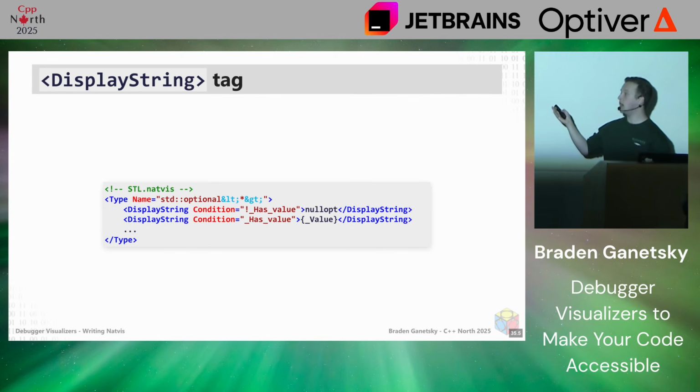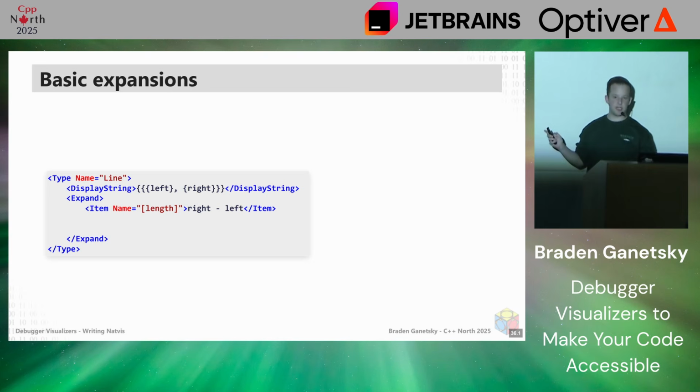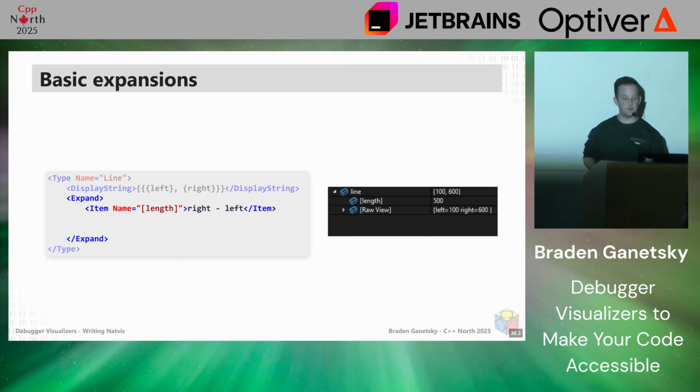Yeah, so in here, it's an expression in quotes that you're able to access data members through. Basic expansions I'll be talking about. I won't talk about complicated expansions, but I'll talk about some basic ones. So there is a thing called Item here inside this Expand tag, and here's what it looks like when we display it. So the item has a name of length, and it has an expression of right minus left. Now right evaluates to 600, left evaluates to 100, so right minus left evaluates to 500. And then it displays in the debugger as length 500 with the square brackets.